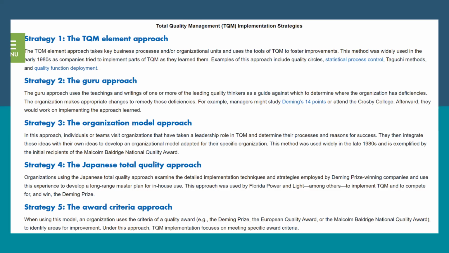Strategy 4, the Japanese total quality approach. Organizations using the Japanese total quality approach examine the detailed implementations, techniques, and strategies employed by Deming Prize-winning companies and use this experience to develop a long-range master plan for in-house use. And strategy 5, the award criteria approach. When using this model, an organization uses the criteria of a quality award, for example, the Deming Prize, the European Quality Award, or the Malcolm Baldrige National Quality Award to identify areas for improvement. Under this approach, TQM implementation focuses on meeting specific award criteria.